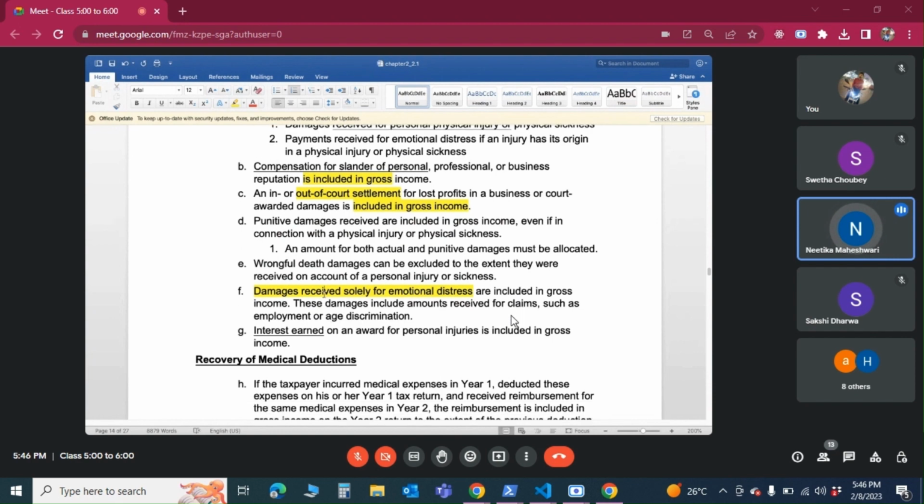Any damages received only for emotional distress are included in gross income. Because see, there is no dollar amount that you can put on emotional distress. People may file suit for $100,000 or whatever, $10 million. We don't know what triggers emotional distress in what person. That's a very subjective thing.